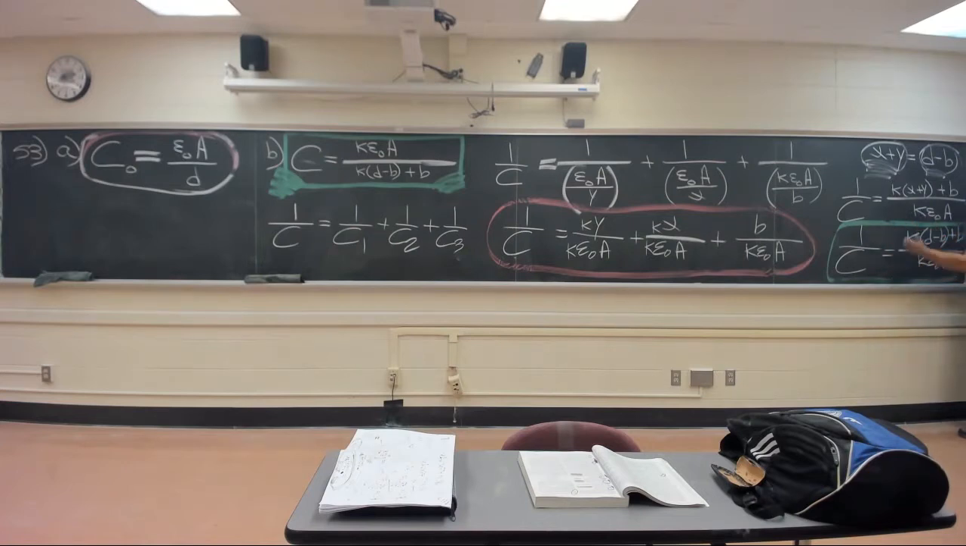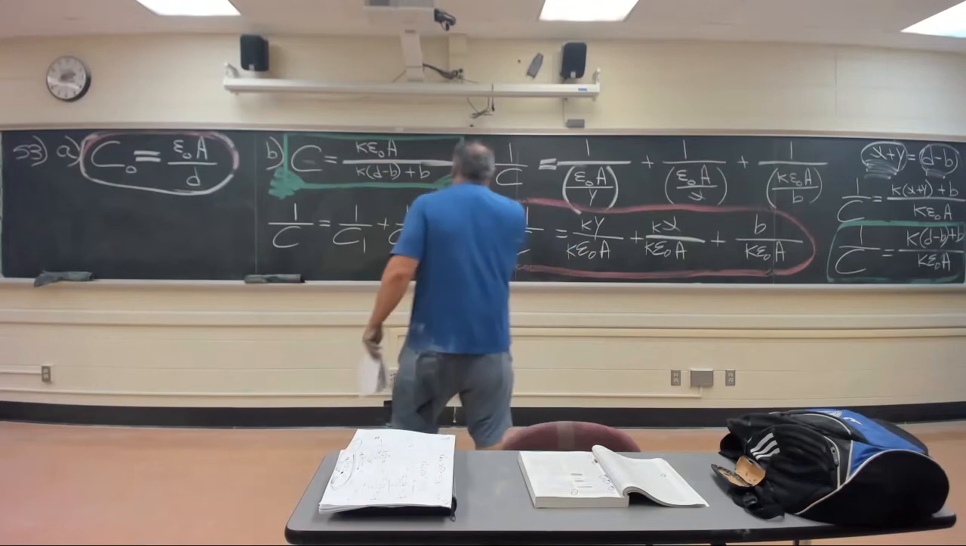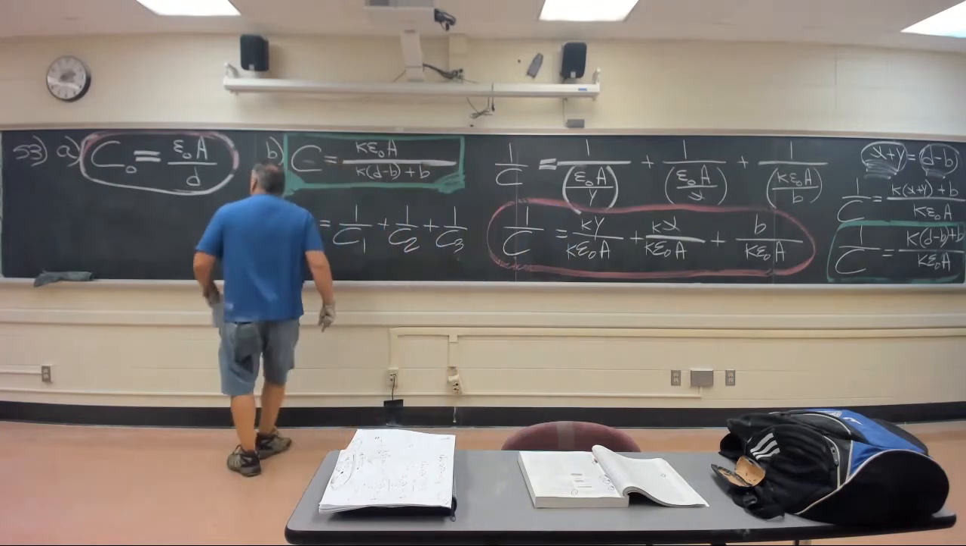If 1 over c is equal to kappa times the quantity d minus b plus b, that entire sum over kappa epsilon naught a, if these two things are equal, their reciprocals are equal. Flip both of them upside down, and it's still an equation, and there's your answer. It's the exact same answer.